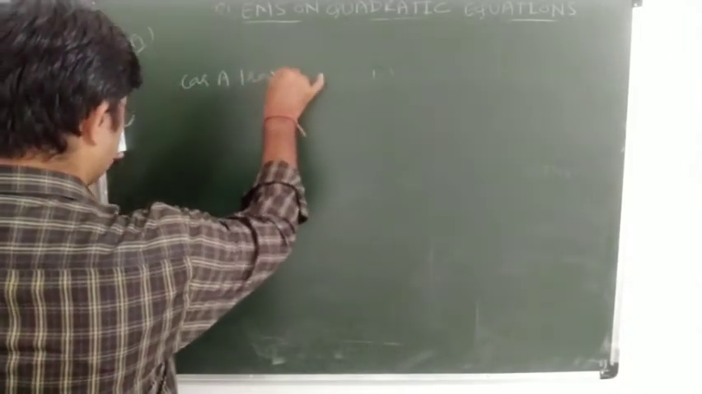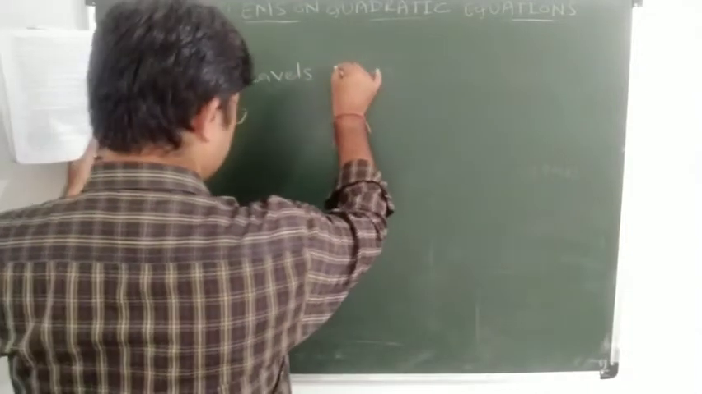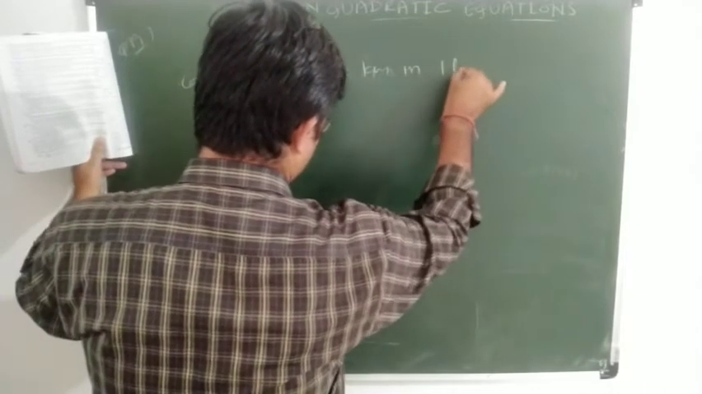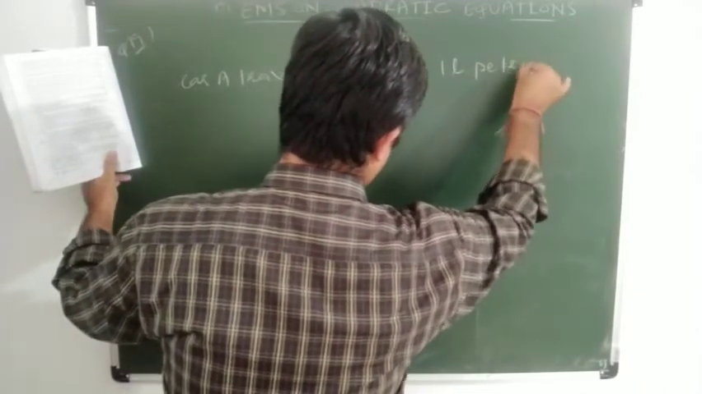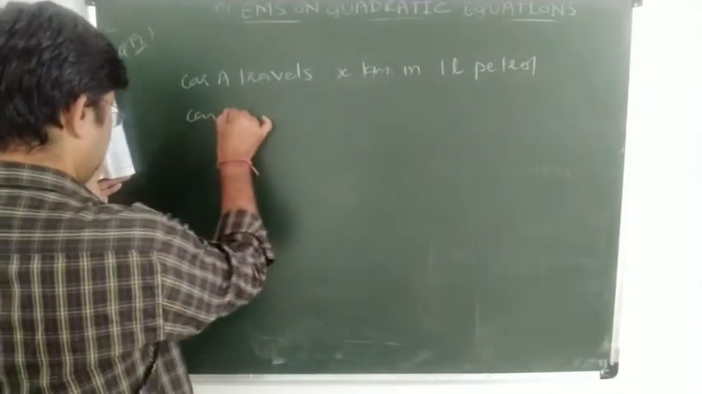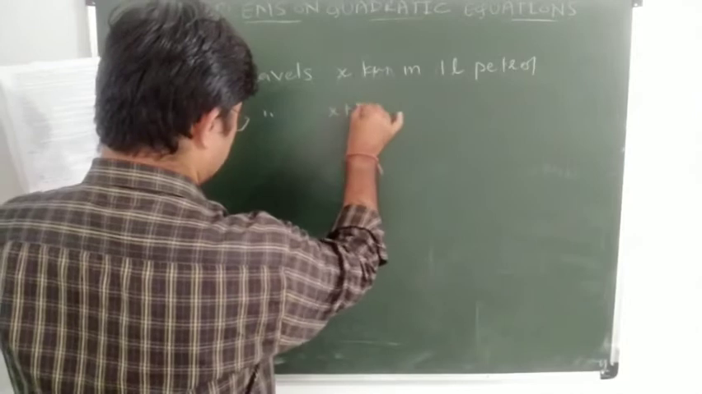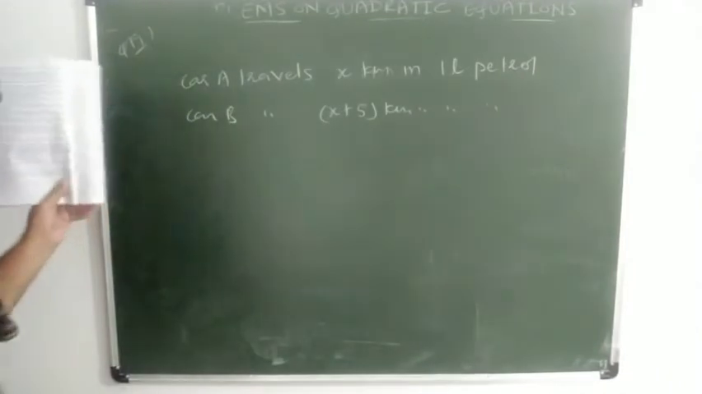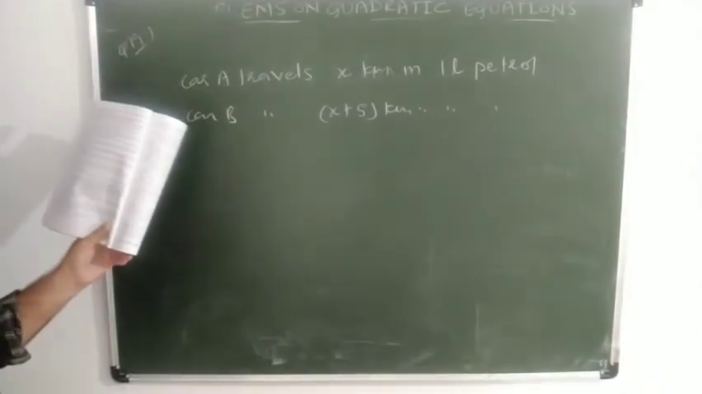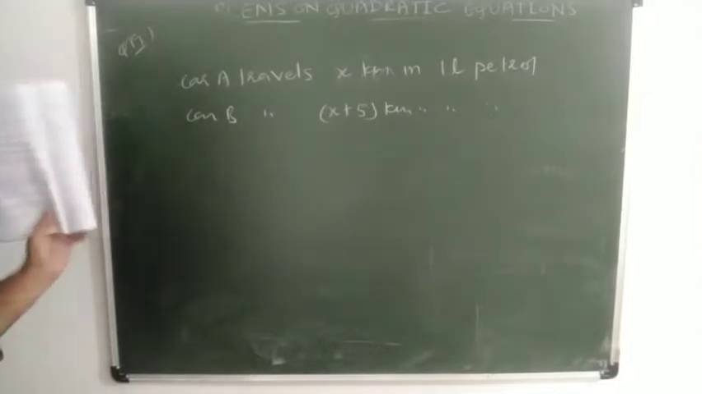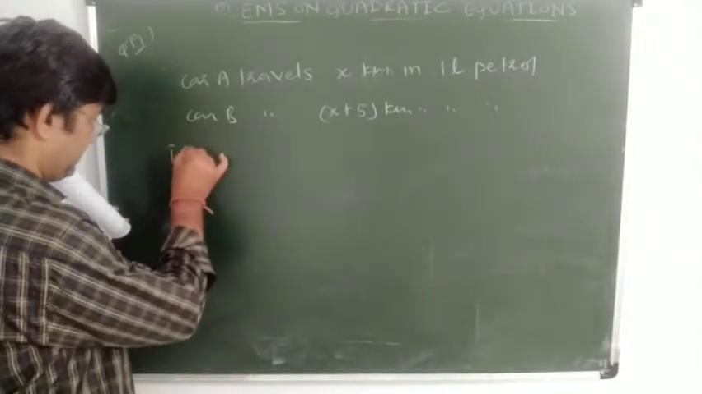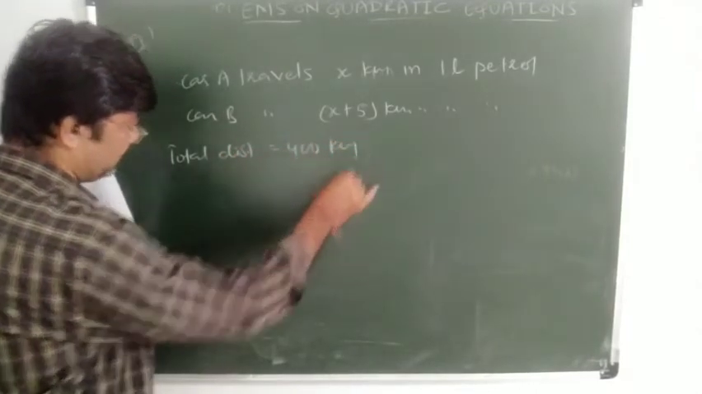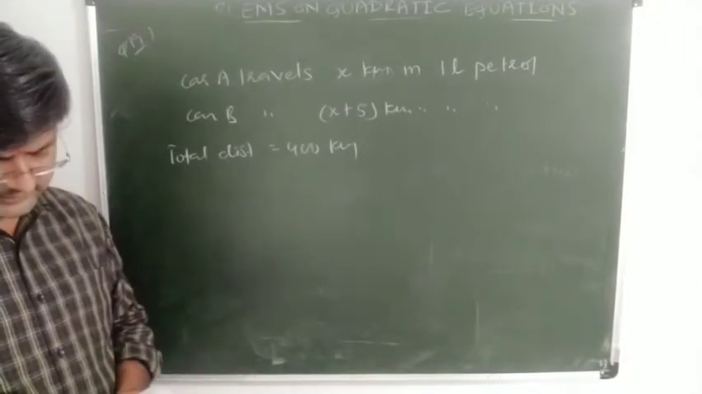Car A travels x kilometer in 1 liter petrol, while car B travels x plus 5 kilometer in 1 liter petrol. Okay, now petrol used by car in covering 400 kilometers. Total distance is given. Total distance to be covered is 400 kilometers. Okay, you have to write down over here.